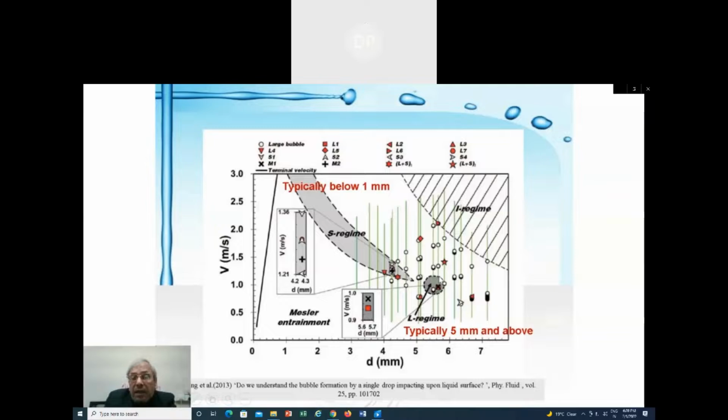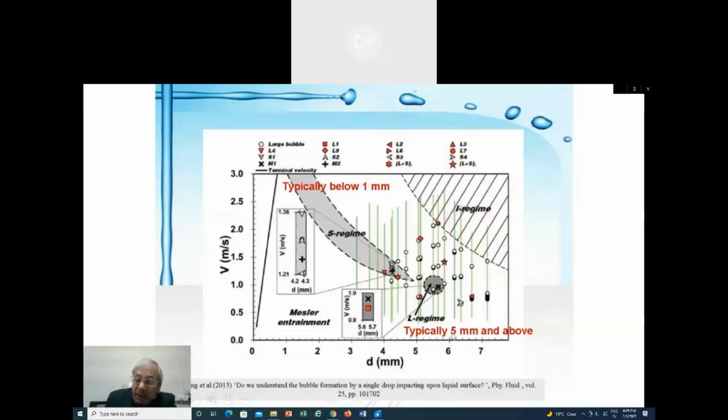But when he did experiments after redefining, or rather replotting the zone, he got large bubble entrapment outside this circle too. And by large bubble, we mean typically maybe 5 millimeter and above. For drops of maybe 4 to 5.5 millimeter, 4.8, some such drops, the entrapped bubble size here is comparable, also in the range of 5 millimeter.